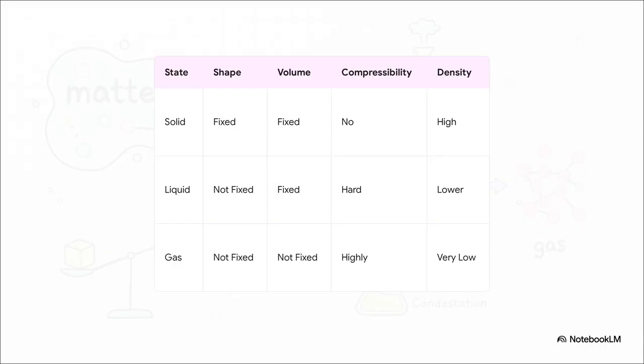So the crucial point to take away here is how the microscopic rules of space dictate the macrophysical properties. In solids, everything is fixed and super dense. In liquids, shape becomes flexible, but the volume is locked in. And in gases, the whole shebang is unfixed, density drops incredibly low, and they become highly compressible.